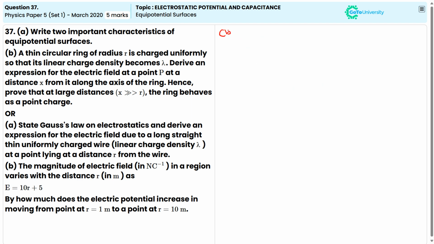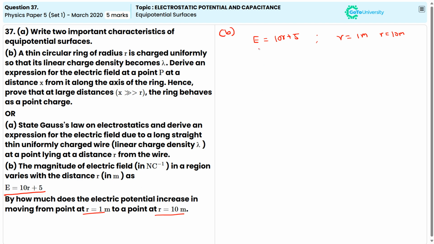Now let us discuss question B. Here the question is: the magnitude of electric field in a region varies with the distance r as E equal to 10r plus 5. By how much does the electric potential increase in moving from a point at r equal to 1 meter to a point at r equal to 10 meter? So they have given the magnitude of the electric field, E equal to 10r plus 5, and r varies from 1 m to 10 m. So now we are going to find how much the electric potential increases.